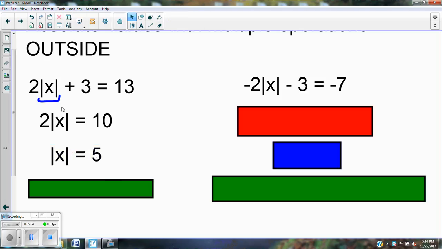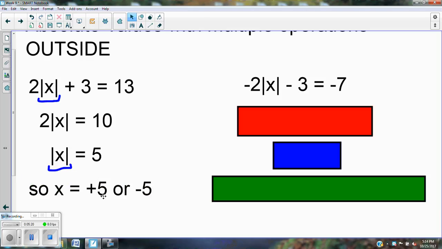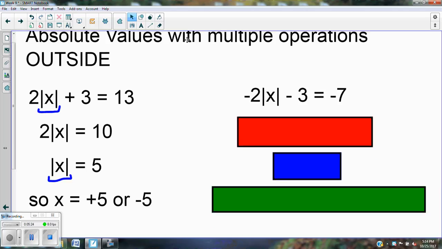Okay, so we could do the divide by 2 first. Probably easier just to do minus 3 first. That way we get to absolute value of x equals 5. We have our absolute value piece alone, just like we were looking for. So now we can split it up and say x is either positive 5 or negative 5. Let's look at another one.